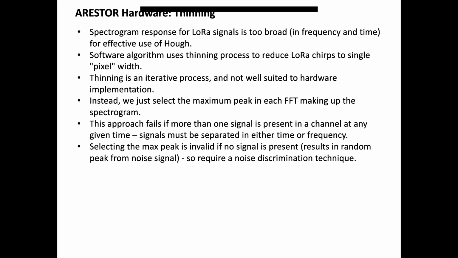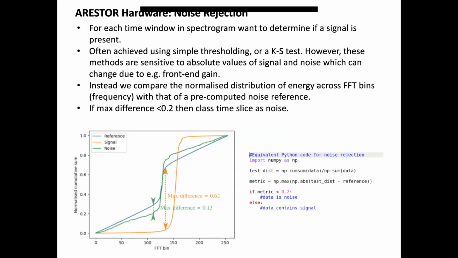The other issue is that if your spectrogram doesn't contain any signal at all, then you'll get just a random peak from the noise. So we realized that we needed a way to differentiate data where we had a valid LoRa signal and data where it was just noise. Several common approaches to that would be to do power level detection and throw out any data that was below a certain power threshold. People also use the KS statistical test to see whether the distribution looks like noise or whether it looks like a valid signal.